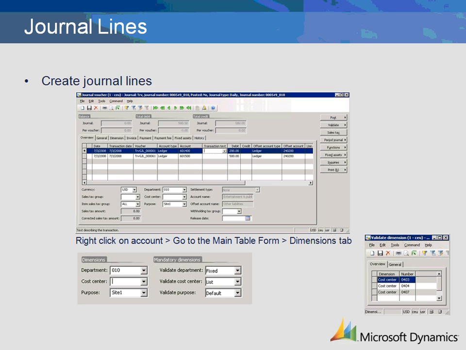The department validation rule is set up as Fixed, which indicates that there is only one valid dimension. The department 010 will be defaulted to the transaction and will be posted regardless of whether the user changes or removes the dimension in the transaction. The cost center validation rule is List, which means that a valid dimension from the list must be entered. We will click on the Validation List button to view possible values. The third dimension, purpose, validation rule is set up as Default. The dimension listed will default into the transaction but can be changed or removed.